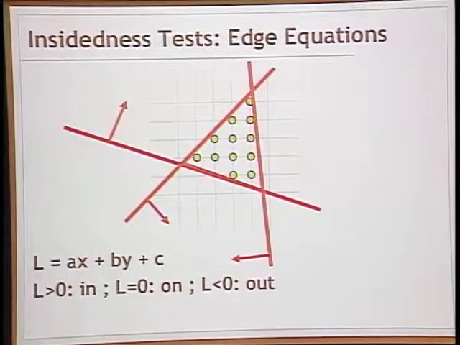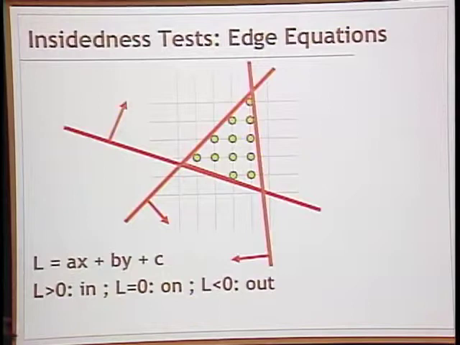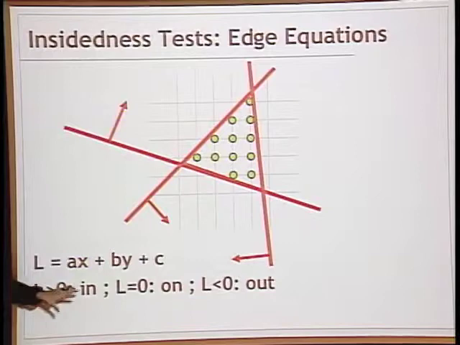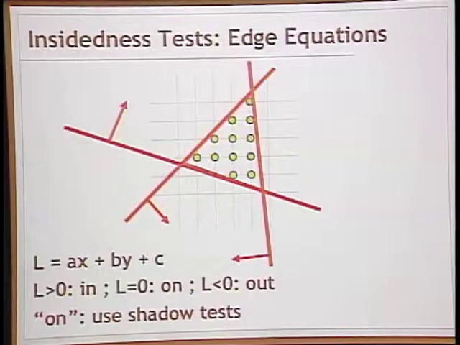Okay, it means we're on the line. So what do we have to do if we're on the line? Then we got to use our shadow rules. Now the shadow rules basically are determined by the signs of A and B. For the right-facing, left-facing sort of thing, you can do all the math in your head. You can use this equation to tell which side of the shadow you're on. But the shadow rules are very easily determined by looking at these. You can build that into your rasterizer. So as we're calculating this, we use the shadow test if it's on.